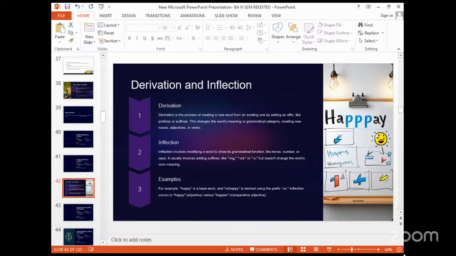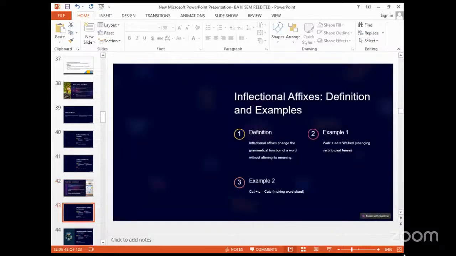Now the same happy can be given an inflectional affix and become happier, a comparative adjective, ier, where the meaning doesn't change. So if you take a word happy, it can take a derivational affix or an inflectional affix. Hence, that's the root or base word, happy. So the inflectional affixes change the grammatical function of the word without altering its meaning.